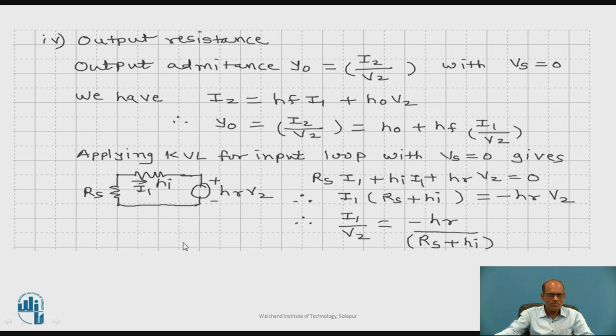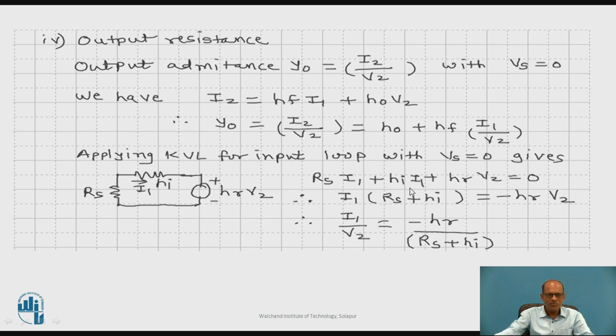By making Vs equal to 0, the circuit on the input side becomes: Vs equal to 0 means the source is shorted and it is replaced by the internal or source resistance Rs. So Rs is in series with hi, and there is hr V2 as shown in the figure. This is the circuit on the input side with Vs equal to 0. Now apply KVL for this circuit. We can write Rs I1 plus hi I1 plus hr V2 equal to 0.